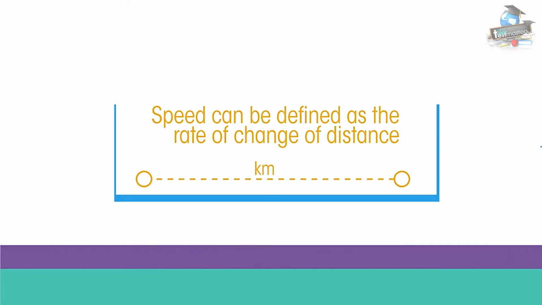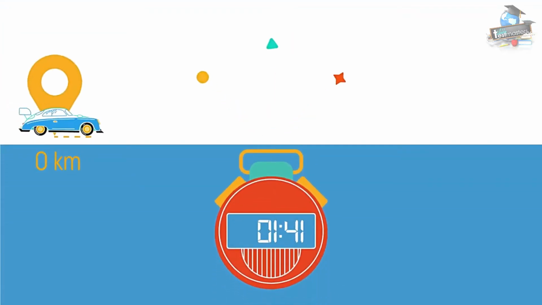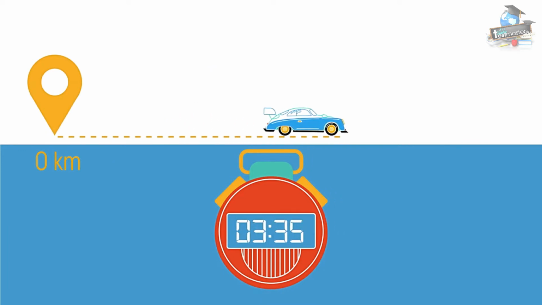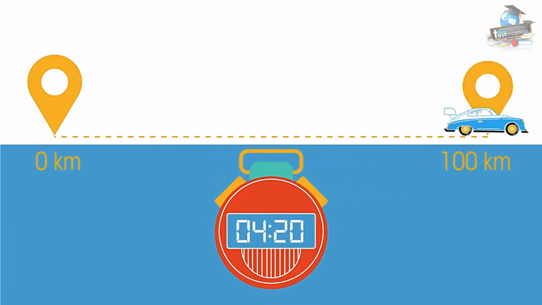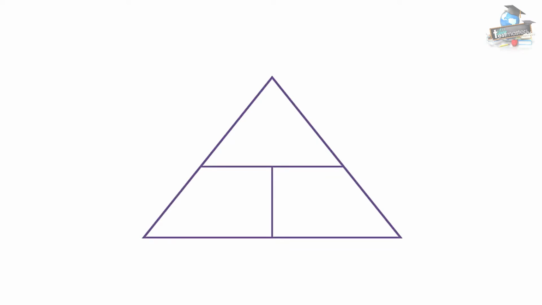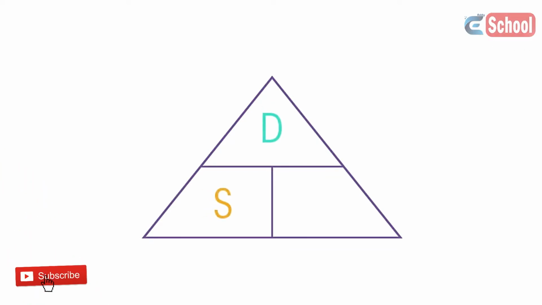What exactly does that mean? Well, it means that an object's speed is a measure of how long it takes in terms of time for it to travel a given distance. From this, we get the following equation: speed equals distance divided by time.